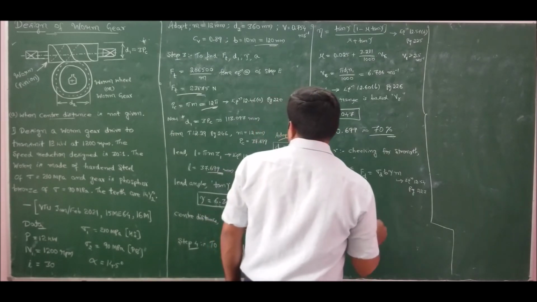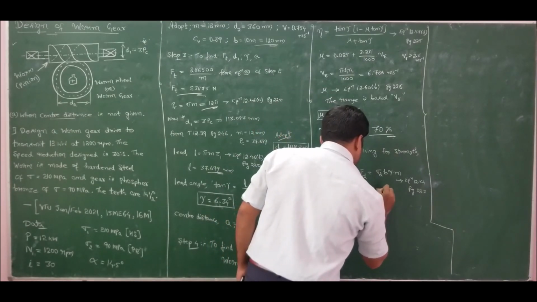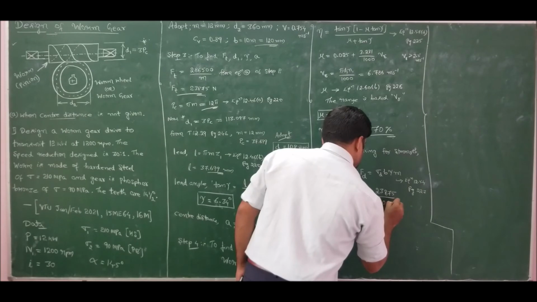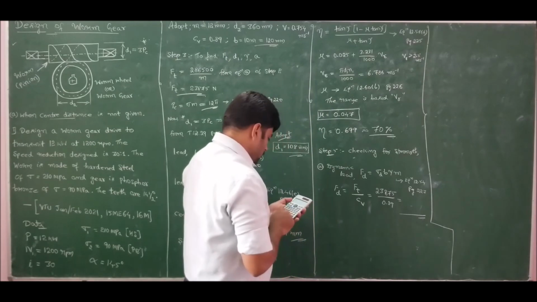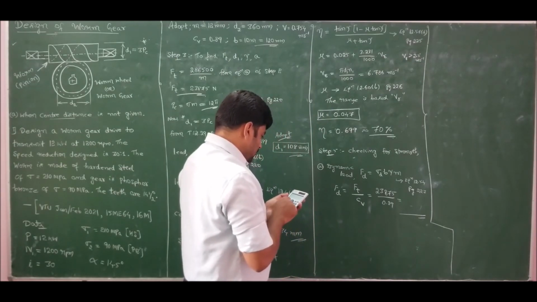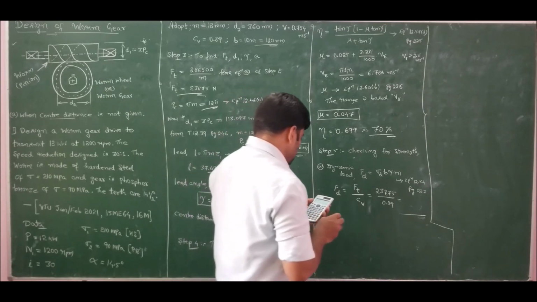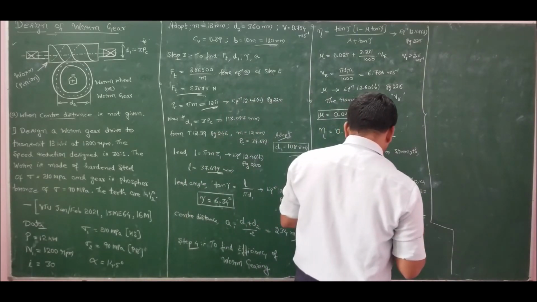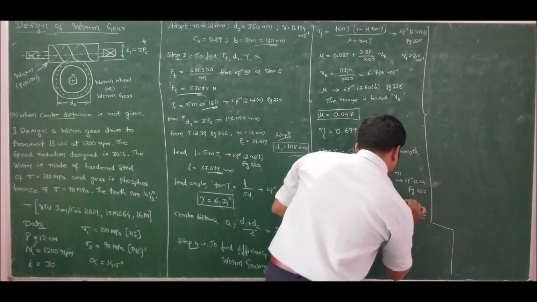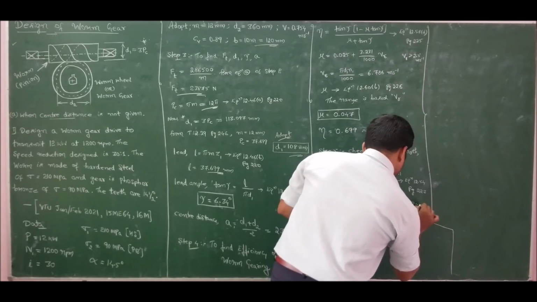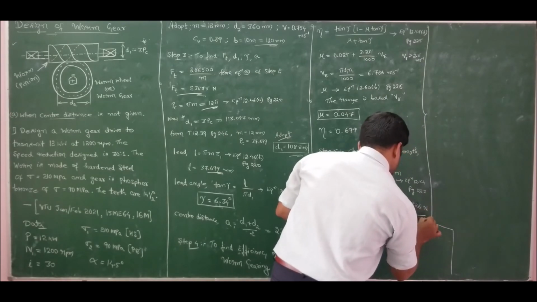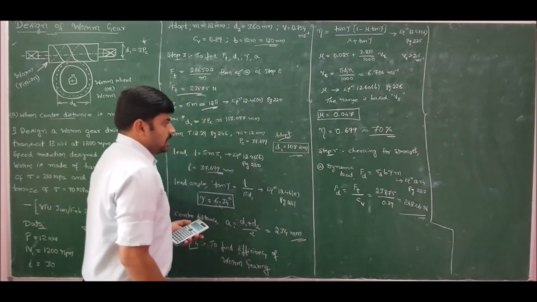So we know that tangential load is 23875 divided by CB, which is 0.89. So therefore the dynamic load is 23,875 divided by 0.89, which is 26,825.8. Let me take it as 26,826 newtons. 26,826 newtons is the dynamic load.